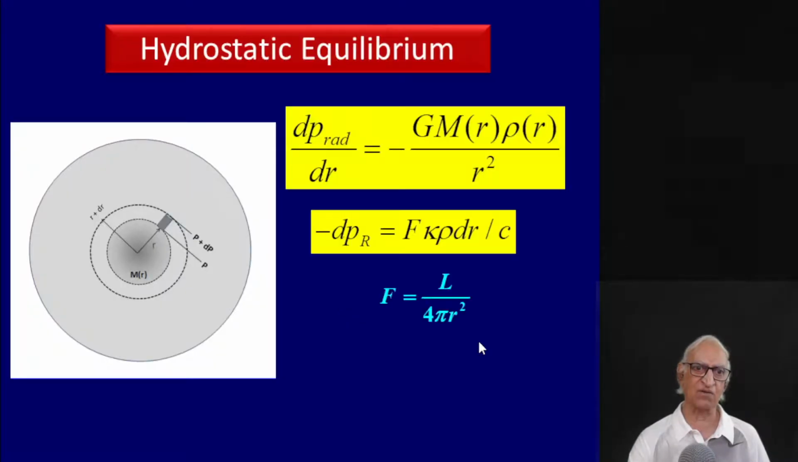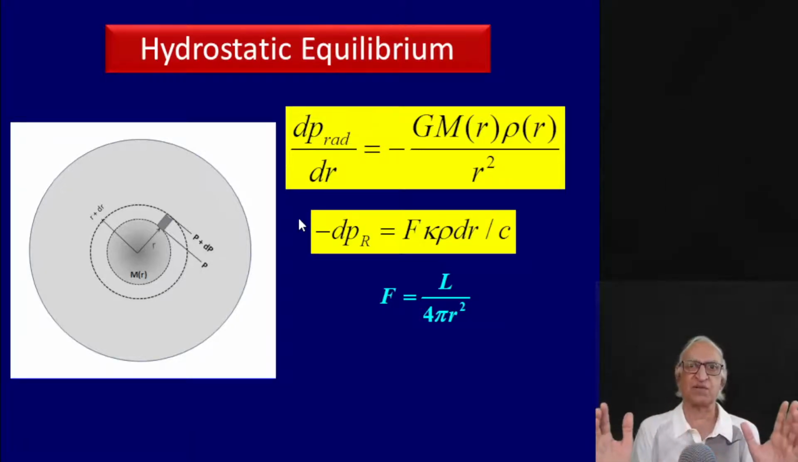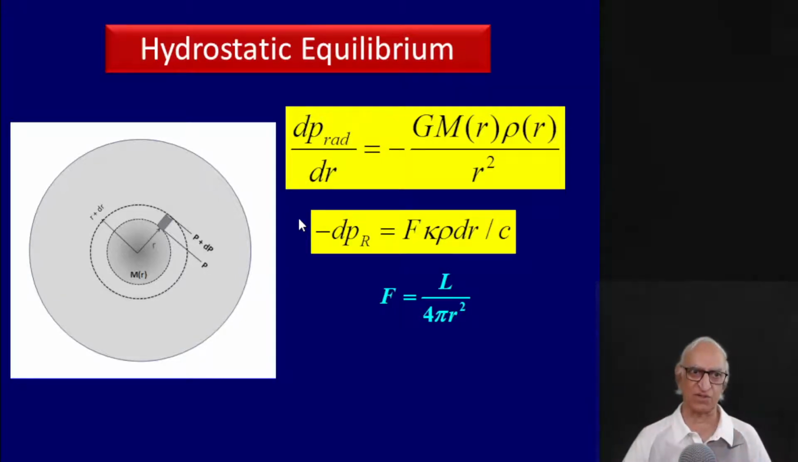So I can now use that expression and say, let us now consider a star where there is no gas pressure at all. A star which is in pure radiative equilibrium. That means that this elementary cylinder is supported against the inward pull of gravity, which is G M rho by r squared, solely by the pressure differential between the two surfaces due to radiation. And that we calculated as F kappa rho dr divided by c.